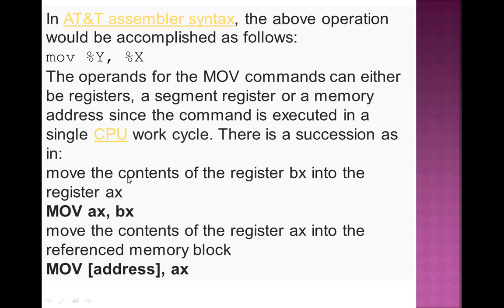Now, this is an example: move the contents of register BX into register AX. So this is mov AX, BX. This is your source, this is your destination. The source goes on the right and the destination goes on the left. So this will move the contents of register BX into AX. The next example is moving the contents of register AX into a referenced memory block. Here, mov address, AX means move the contents of register AX into the address.